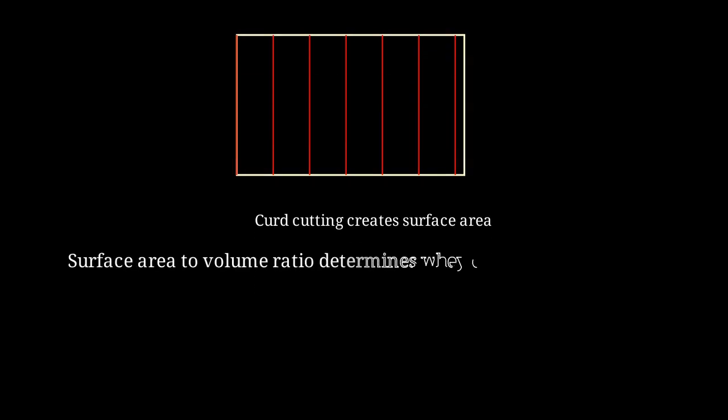The rate of whey expulsion follows Fick's law of diffusion and depends on the surface area to volume ratio. Smaller cubes have higher ratios and lose moisture faster. For a cube with side length d, the surface area to volume ratio equals 6 divided by d. So a 3 millimeter cube has double the ratio of a 6 millimeter cube, expelling whey twice as fast.